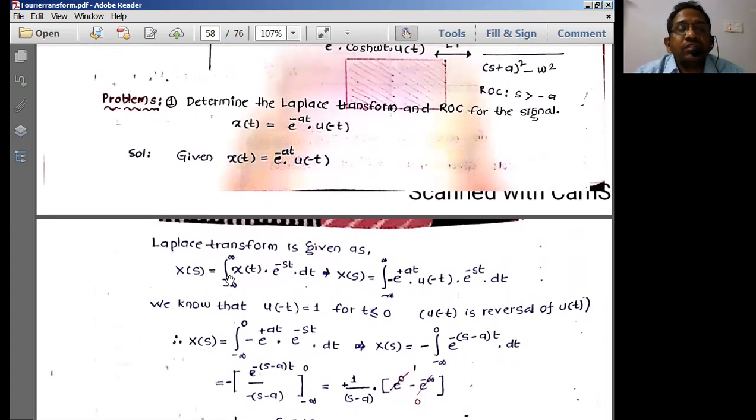So therefore, x of s, the Laplace transform of this function, I can write as x of s is equal to the integral of x of t into e power minus st dt. That is the formula. Simply expand this formula now. x of t, what is x of t? e power minus at into u of minus t. For x of t I can write this into e power minus st dt.